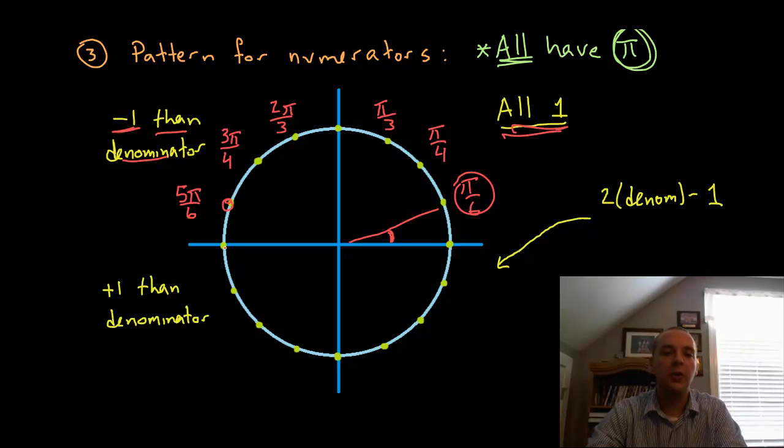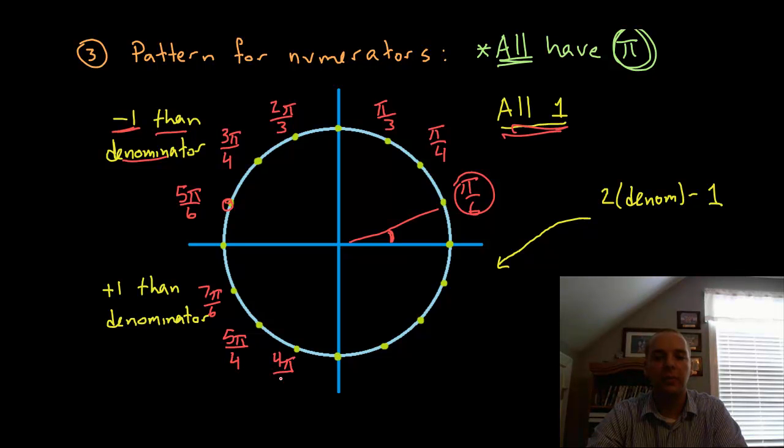In the same way, the third quadrant is 1 more than the denominator. You're adding 30, 45, and 60 degrees to 180. So you would get 7 pi over 6, 5 pi over 4, and 4 pi over 3.